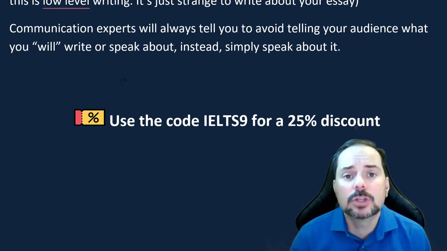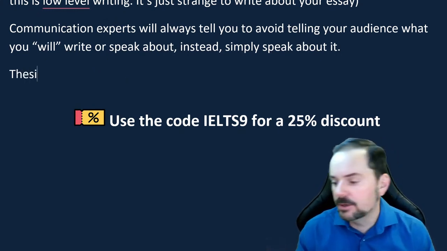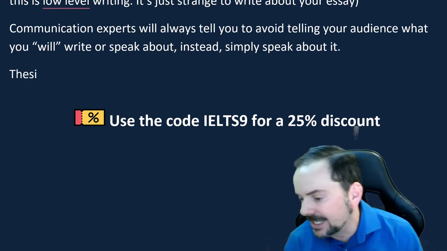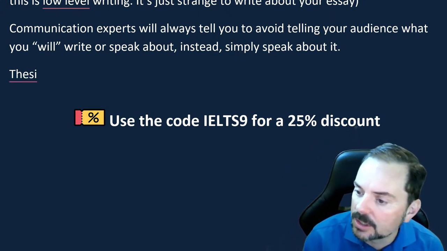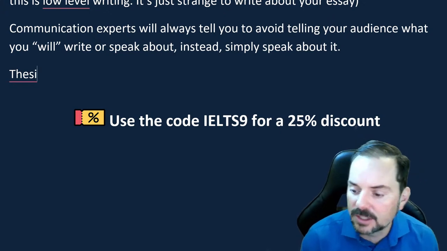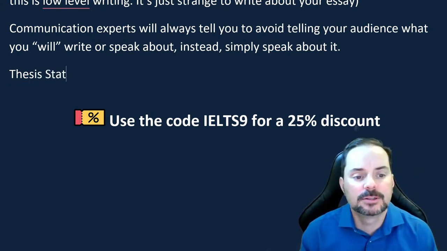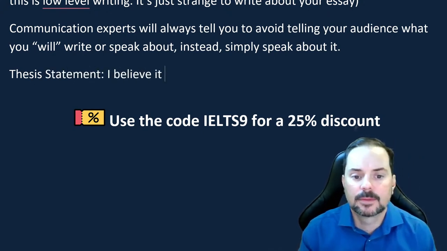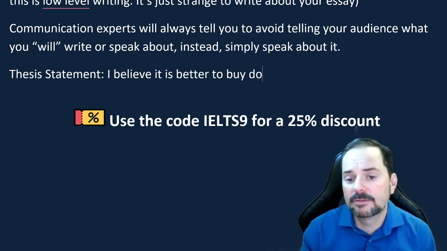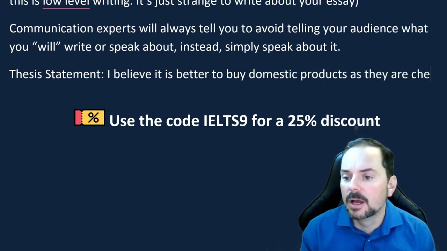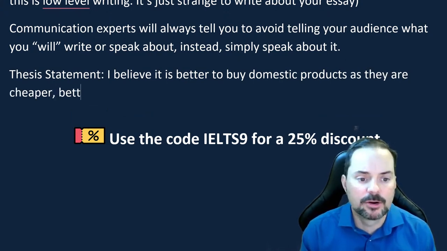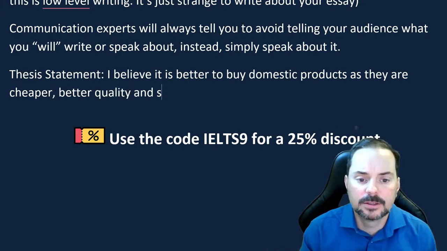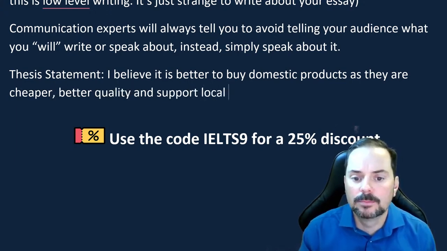Okay, so here we go. Direct thesis statement using what we talked about, okay? Write your thesis statements. Let's see. Akni is already writing a thesis statement. That's good. Let's see if anybody else writes a thesis statement. Akni, I'll take a look at that in a second. So thesis statement. I believe it is better to buy local, or let's use the paraphrasing, domestic products, as they are cheaper, better quality, and support local workers.